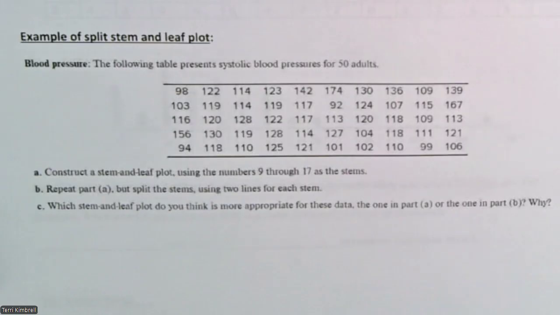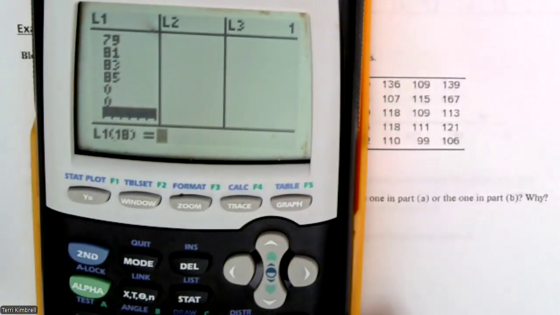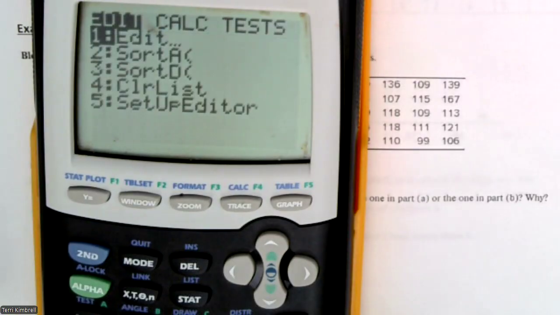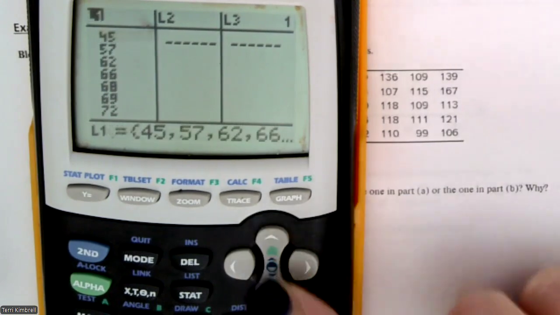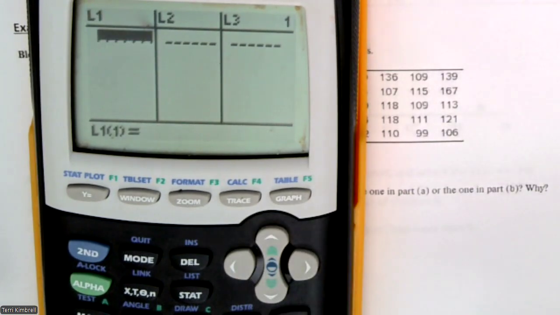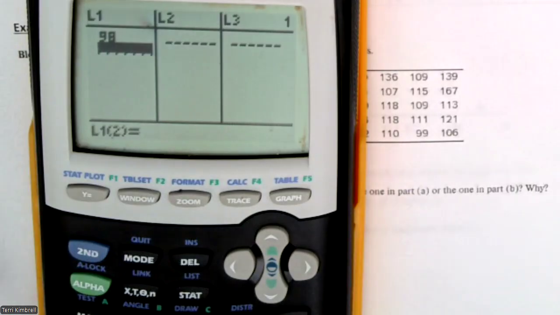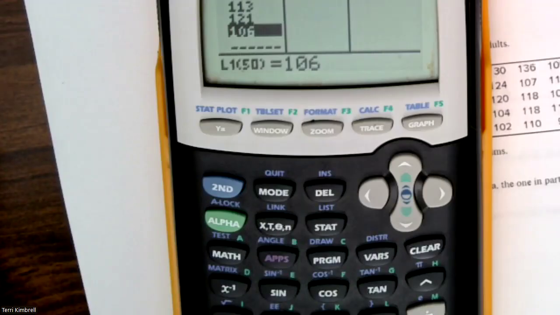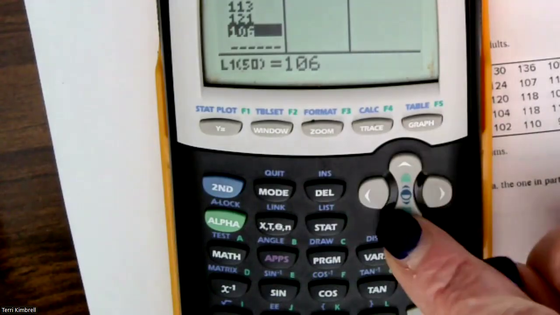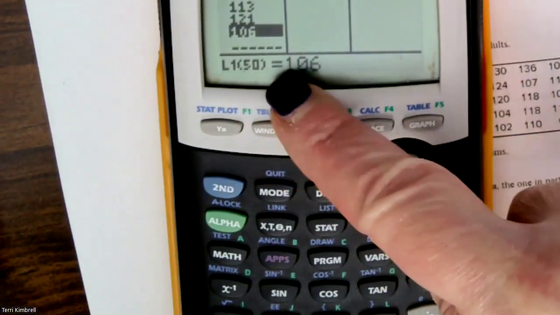Okay, so this one deals with blood pressure, and you have the systolic blood pressure reading for 50 adults. So I'm going to go through one more time on how to type this into the calculator. I'm going to hit Stat and Enter. To clear this, I'm going to go to the top, hit Clear, and Enter. Okay, then you're ready to type your data in. And remember, when you're finished, go back up and make sure you have 50 data values.